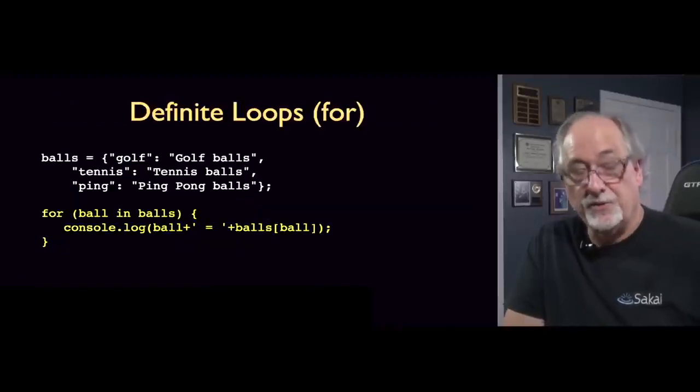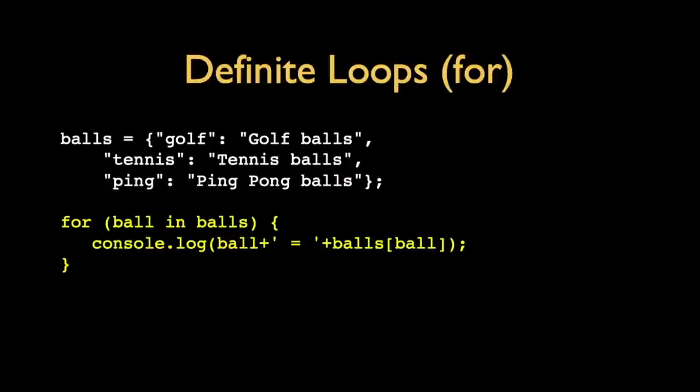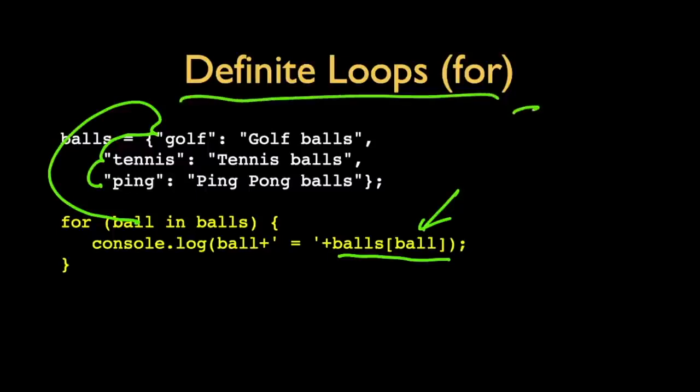So you can also loop through objects. Here's an object that has three attributes: golf, tennis, and ping. I can say for ball in balls, and that means this iteration variable is going to walk through the keys or the attributes. So it's going to be golf, ping, and tennis. Then I can use the lookup syntax to look up balls sub golf, balls sub tennis, and balls sub ping, and then print all those things out. So that's what's called a definite loop. That's looping through an object that we're going to see.